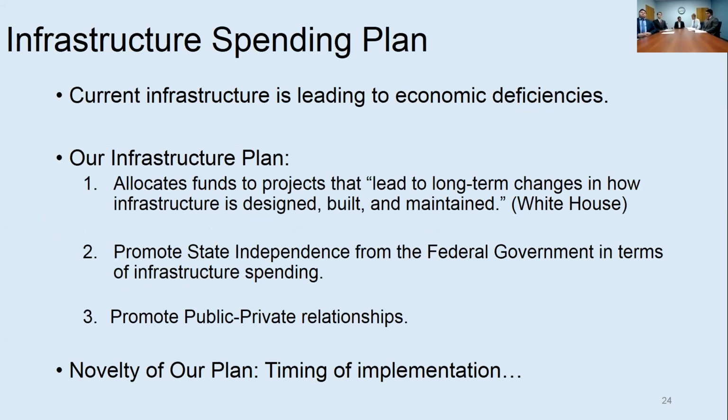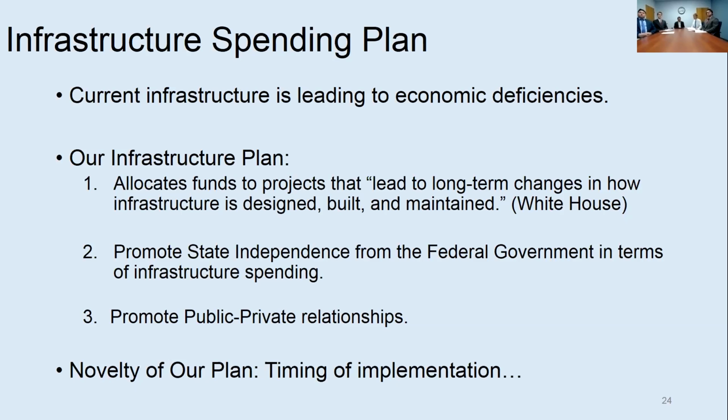The final part of our proposal is a novel one-time fiscal stabilizer. In 2009 and 2013, the American Society of Civil Engineers rated the United States infrastructure a D, indicating that there are deficiencies in the current United States infrastructure, and these deficiencies do not seem to be improved. Therefore, we plan to improve upon these deficiencies in infrastructure by first allocating funds to projects that lead to long-term changes in how infrastructure is designed, built, and maintained.